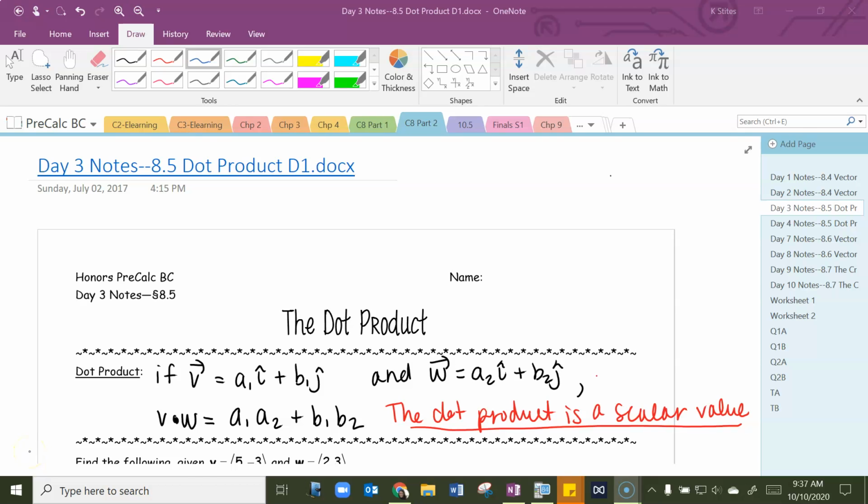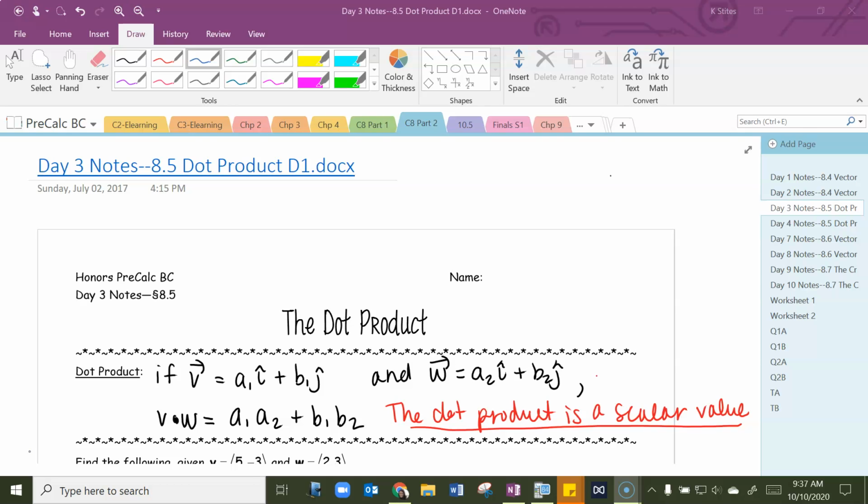Hello Pre-Calc PC. Today we are talking about the dot product, which is one way of multiplying vectors. Now, we don't want to call this times or multiplying because there's actually another way to multiply vectors called the cross product, which we'll be talking about in the future.